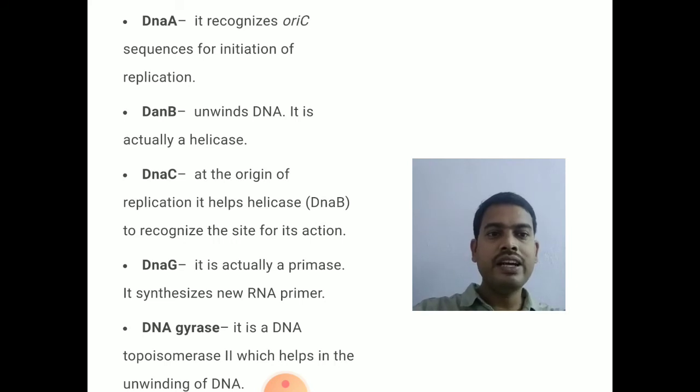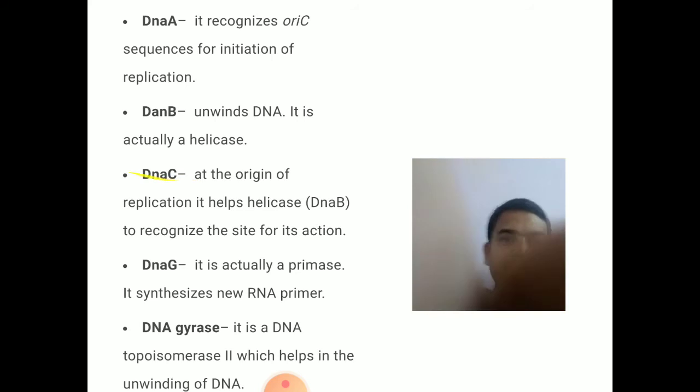So these are a few other names of enzymes. DnaA is a protein which will recognize the origin of replication. DnaB: helicase is also called DnaB protein, whereas primase is called DnaG. And DNA gyrase: topoisomerases, which were mentioned in the previous slide, are also called DNA gyrase, especially topoisomerase 2. And DnaC will help the binding of DnaA and DnaB. So these are a few other names of enzymes which are involved in the process of DNA replication.